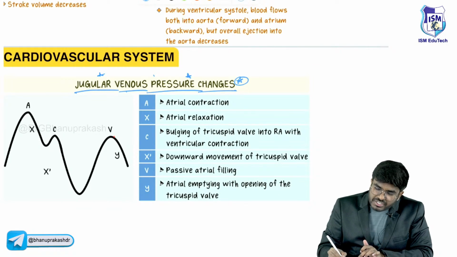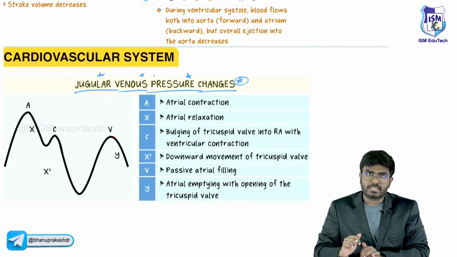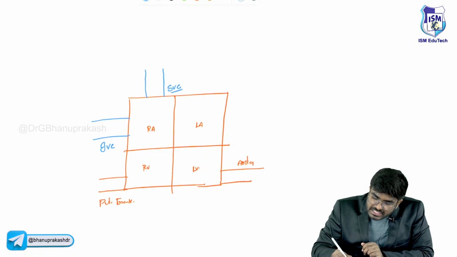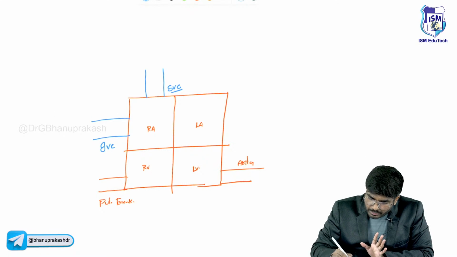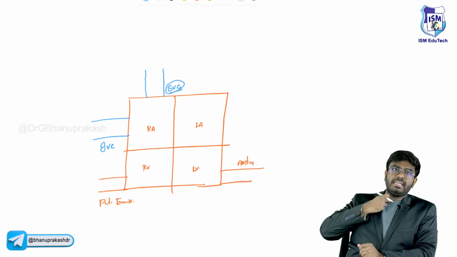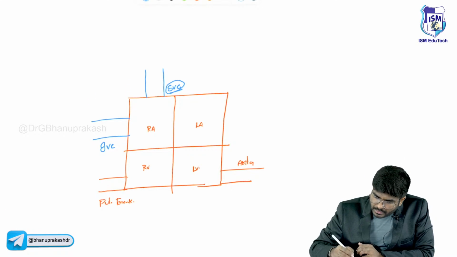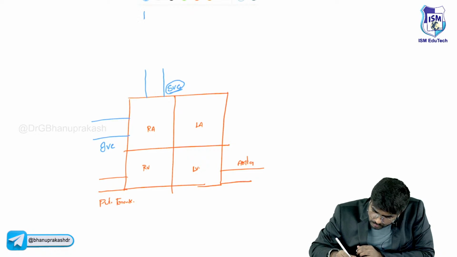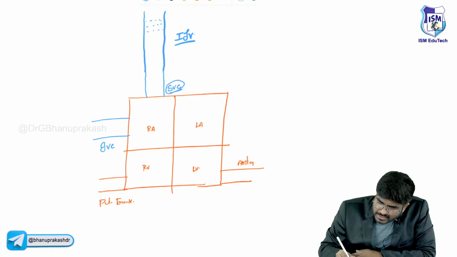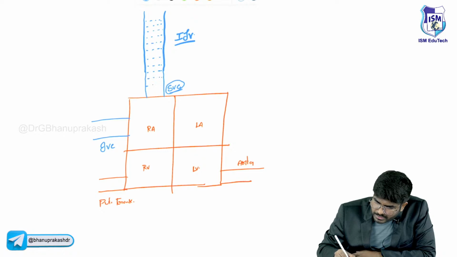Jugular vein pressure changes. Now, for easy understanding purposes, not anatomically correct, imagine this is the superior vena cava. It is in connection with the internal jugular vein. Let's think that this is the internal jugular vein. What is there in the internal jugular vein? Venous blood. All this is the deoxygenated blood or venous blood.